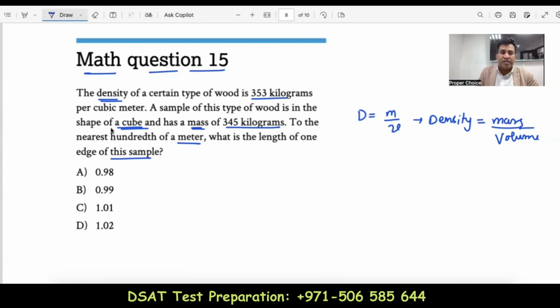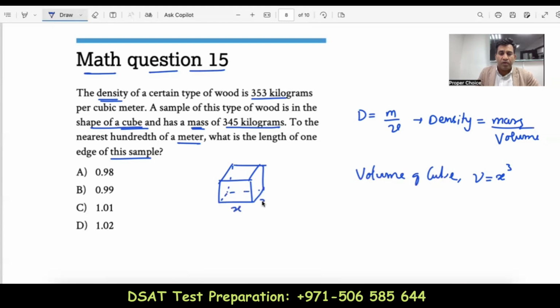As they say, the wood is in the shape of a cube. Volume of a cube, we generally write as V equal to side cubed, or I'm considering it as x cubed. If x is the side of a cube, imagine this is the cube which I'm talking about. A cube has all sides equal in length, so the volume of a cube is side cubed. What we are asked to solve is the length of one edge, what is the value of x? x equals the cube root of V. This is what we have to do.